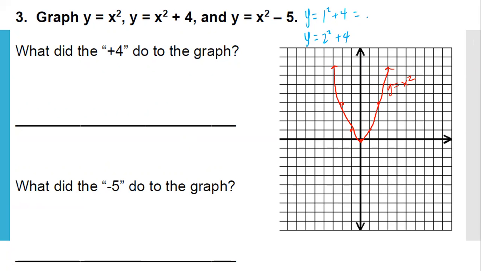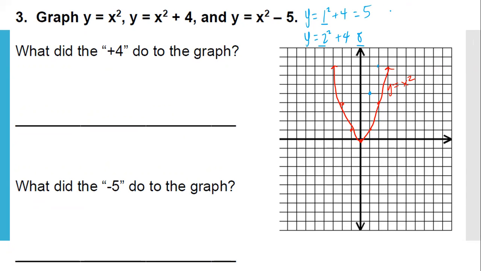What's 1 squared plus 4? 5. What's 2 squared plus 4? 8. So at 1, I'm going to go up to 5, and at 2, I'm going to go up to 8. 1 up to 5: 1, 2, 3, 4, 5. At 2, I'm going to go up to 8: 1, 4, 5, 6, 7, 8.